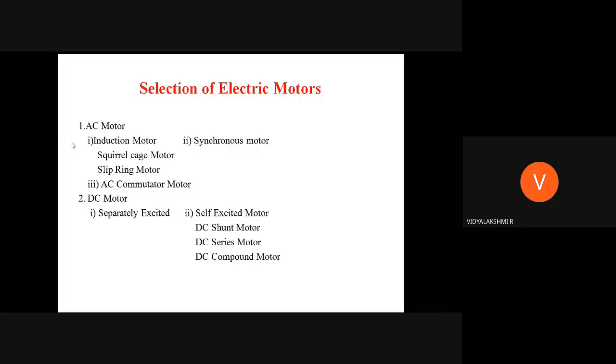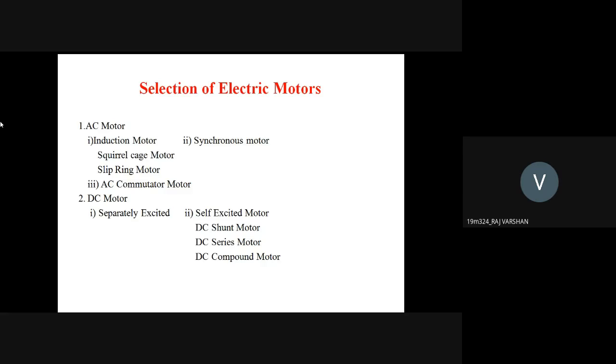Asynchronous motor means the motor will run below 1500 rpm, or below synchronous speed. That is why it is called an asynchronous motor, which means my induction motors will run below 1500 rpm. Please note it down, all of you. Induction motor: below 1500 rpm or below synchronous speed. Synchronous speed is nothing but 1500 rpm.